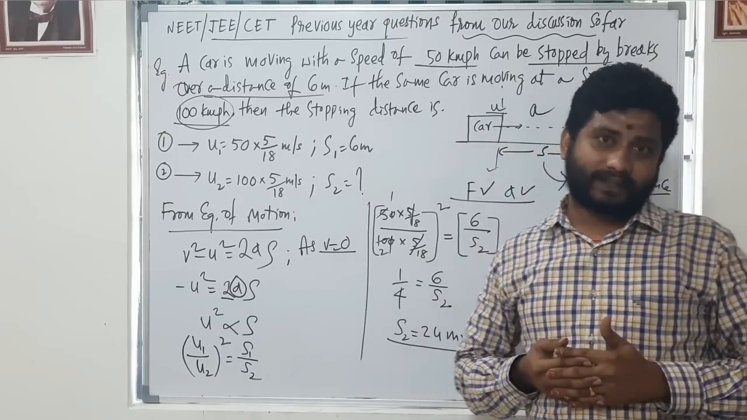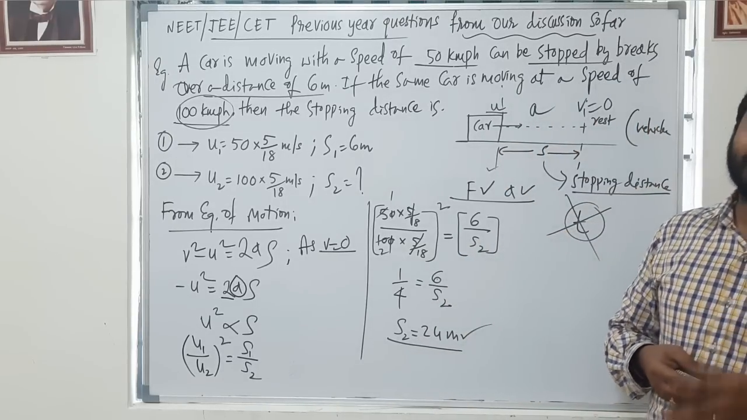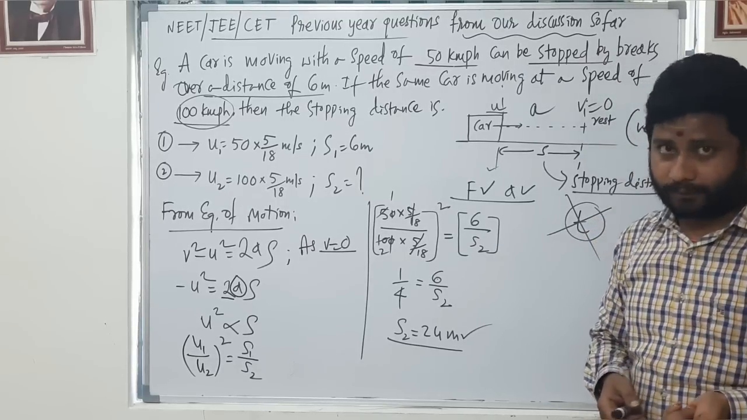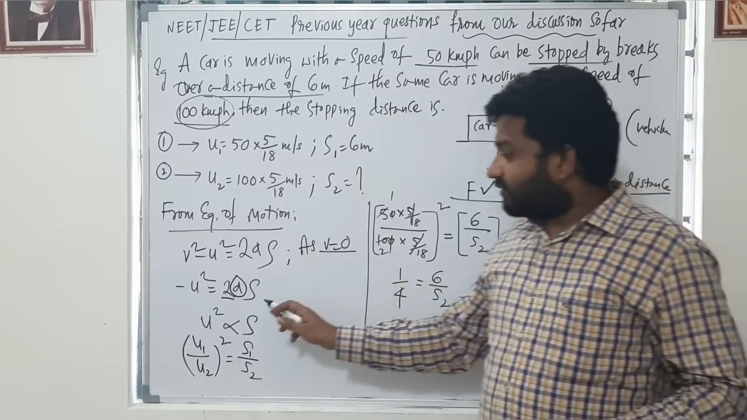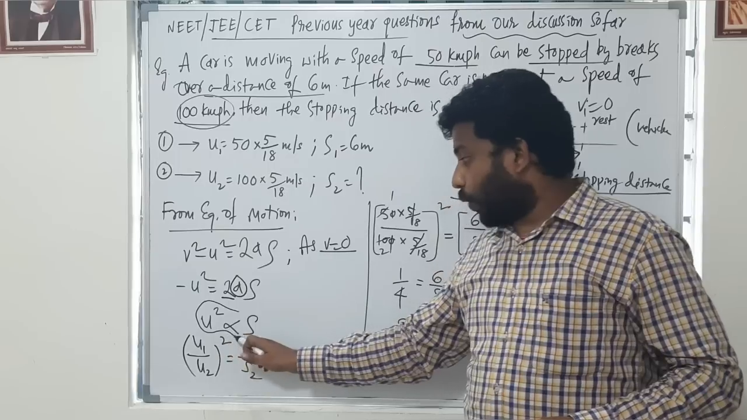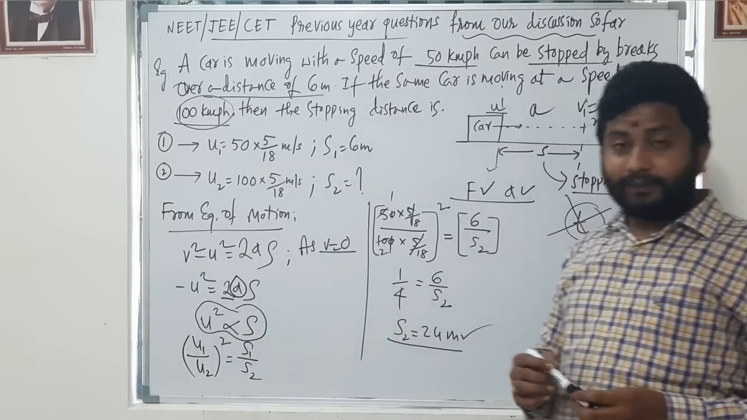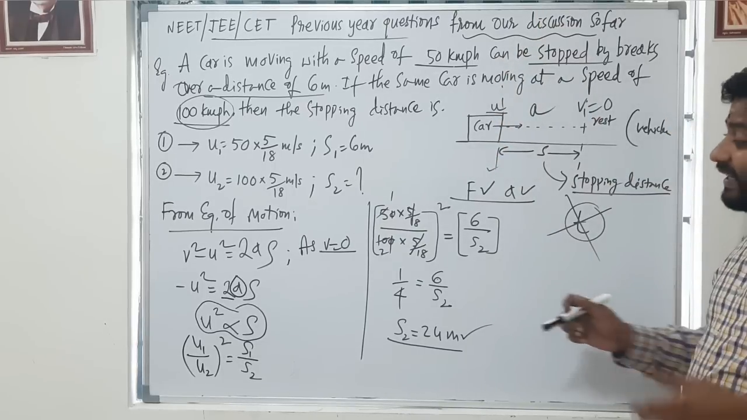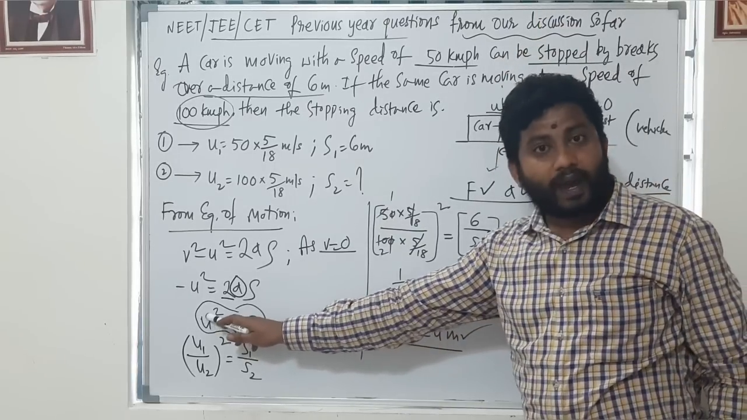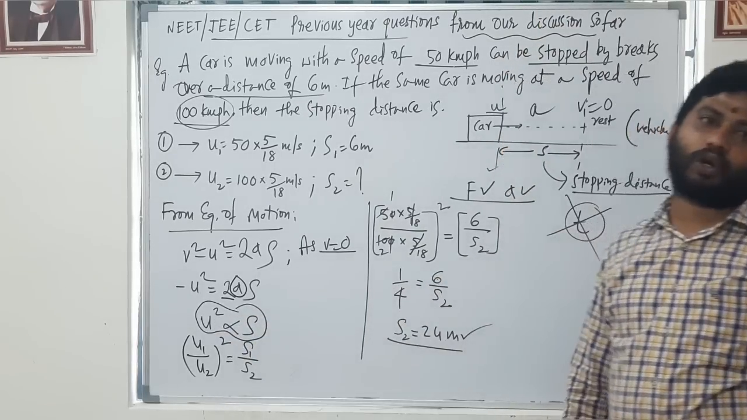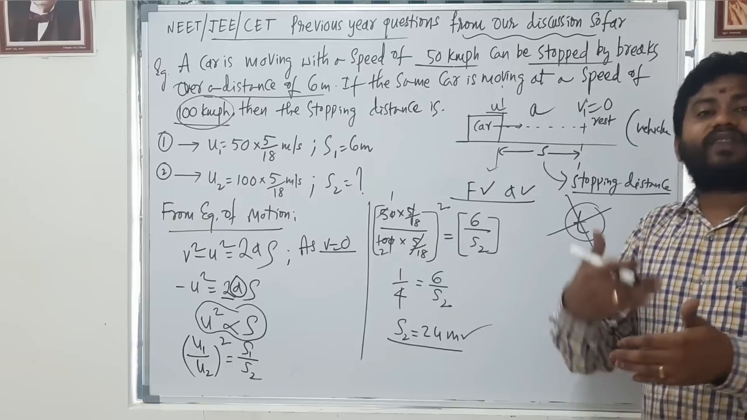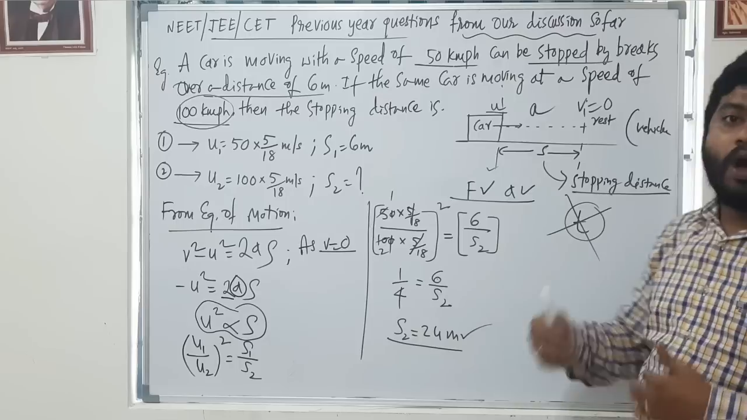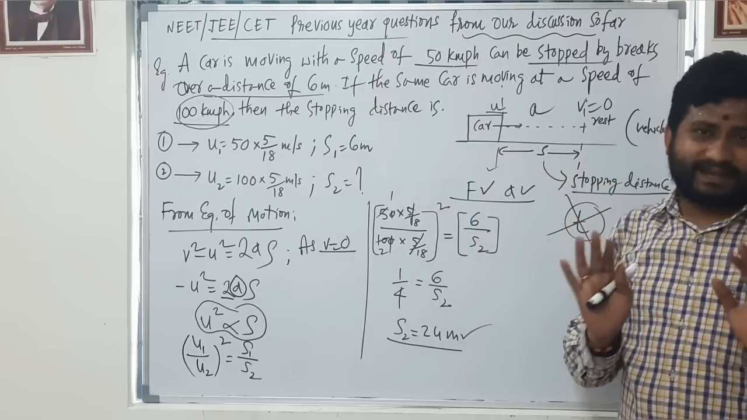How do you check whether your answer is correct or not? That's an important point. In most questions it is possible to check whether your answer is correct. Definitely this relation is correct: U square is directly proportional to S. At the time of applying the brake, the initial velocity square is directly proportional to the stopping distance. The more velocity the body is moving with at that moment, the more the stopping distance will be. That's it, right?